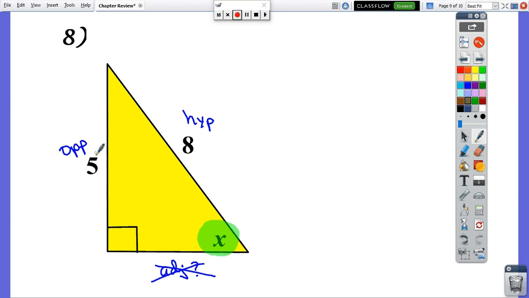So now what belongs exclusively to opposites and hypotenuses? That would be a sine problem. So we would set up sine of our angle, but we don't know what the angle is, so we just put x is equal to, first, for sine, the opposite side. So 5 up top over the hypotenuse, 8 in the bottom.